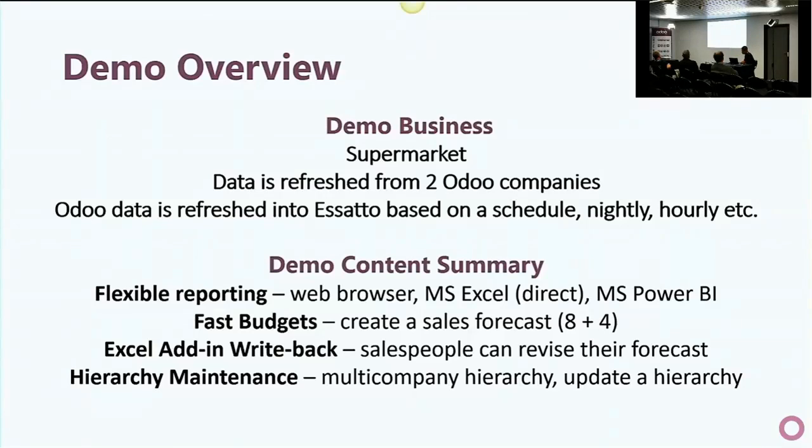The demo business is a supermarket. It's got data coming in from 2 Odoo companies. The data is refreshed based on a schedule, nightly, hourly, etc. I'm then going to cover some of the reporting options from Essatto. I'm going to cover how to create a sales forecast. So I'm actually going to build a sales forecast top down, and then I'm going to have an example where we've got a sales rep who's then writing into that or submitting their part of the forecast back to the business, and I'll show you how hierarchies work as well.